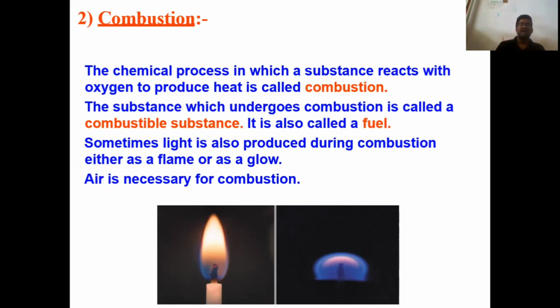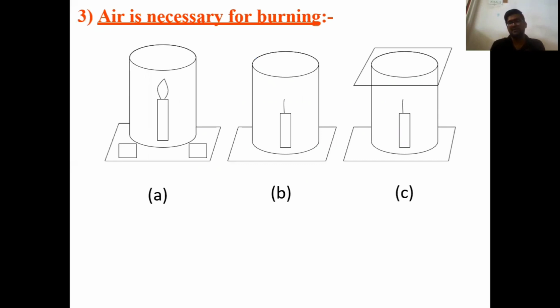So, students, air is necessary for combustion. Here, we will do one small experiment to find out why air is necessary for burning. Here, in the figure, three setups are shown: figure A, figure B, and figure C. In the first figure, the chimney is placed on the table, and two wooden blocks are also put near the chimney. So, here we will study some steps of this activity.